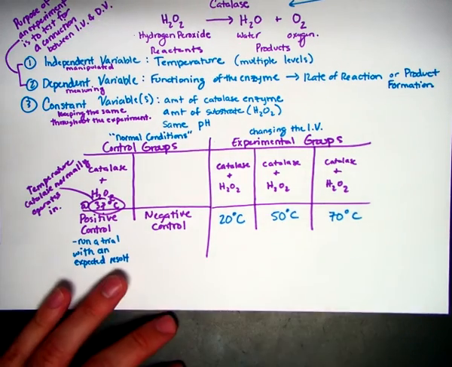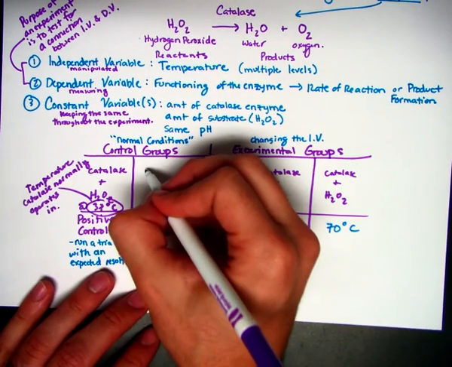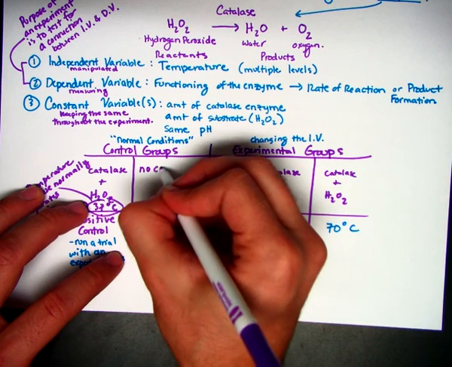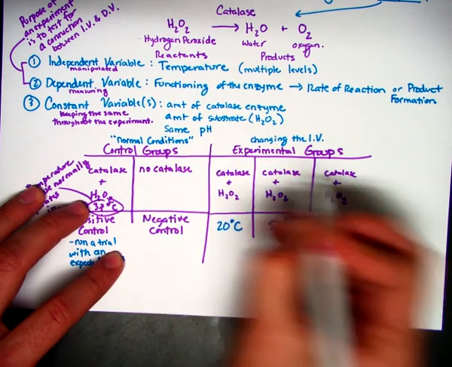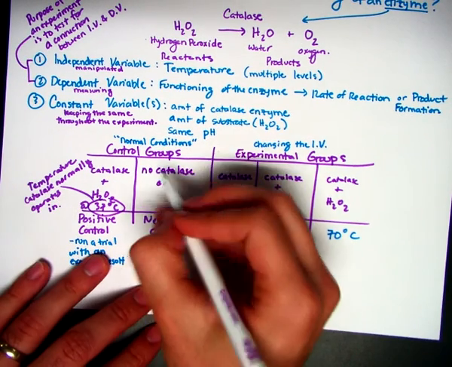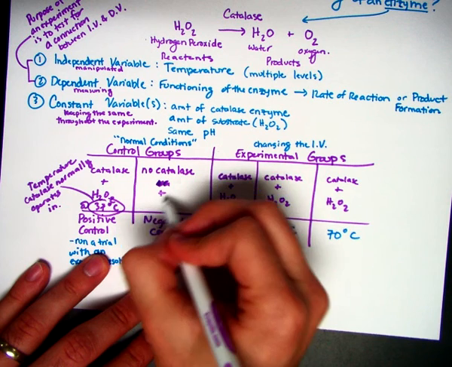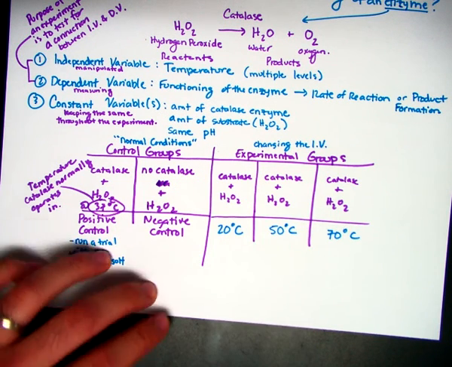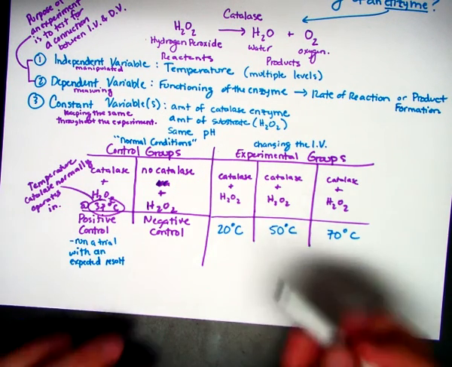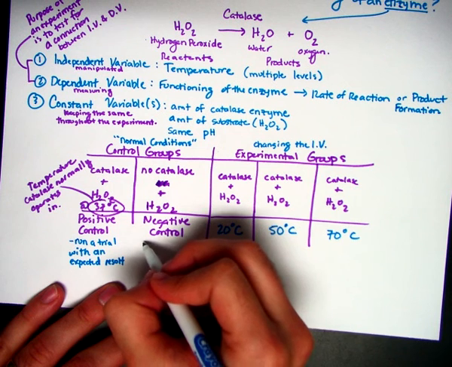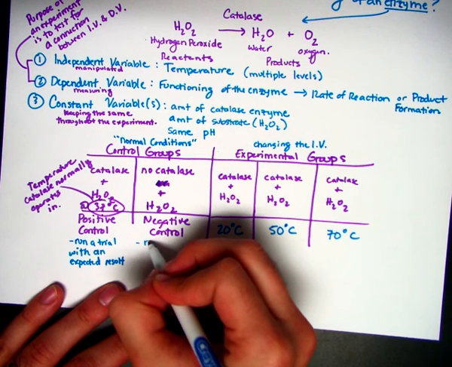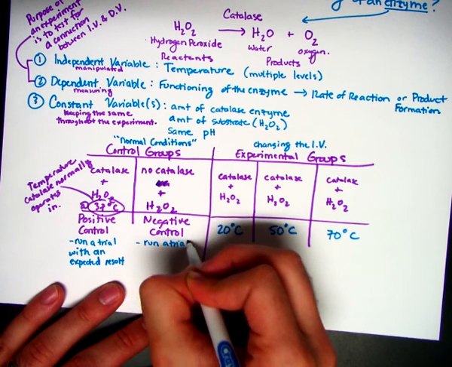And for the negative control, we'll just leave it as no catalase plus hydrogen peroxide. We're running a trial with an expected result, but it's different.